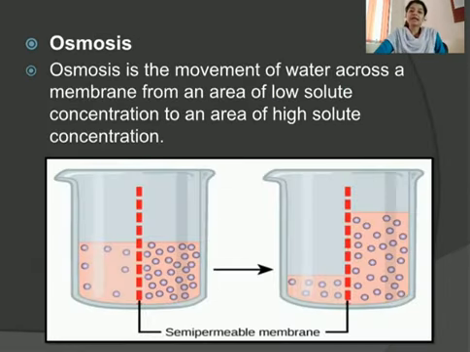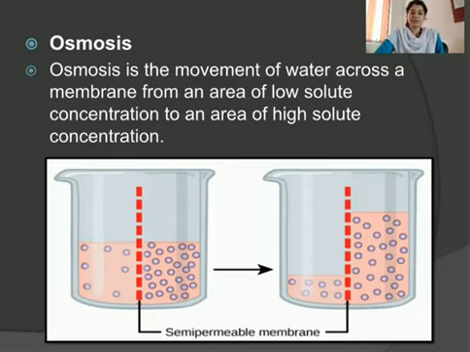Now the third category is osmosis. Osmosis is the movement of water across a membrane from an area of low solute concentration to an area of high solute concentration, right? In diffusion, we studied that diffusion was the movement of molecules, and in osmosis, it is the movement of water across what?